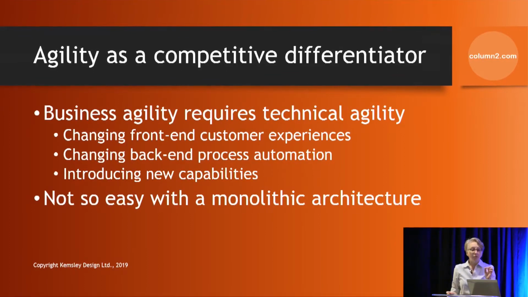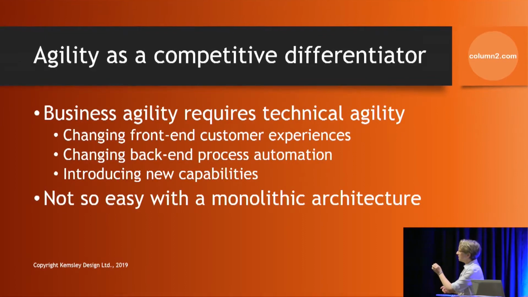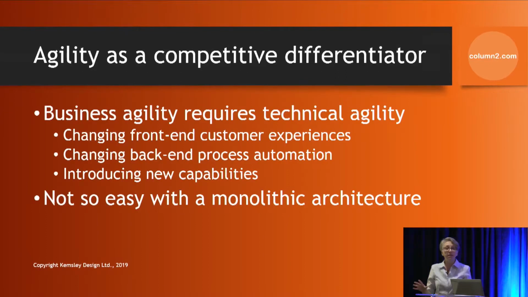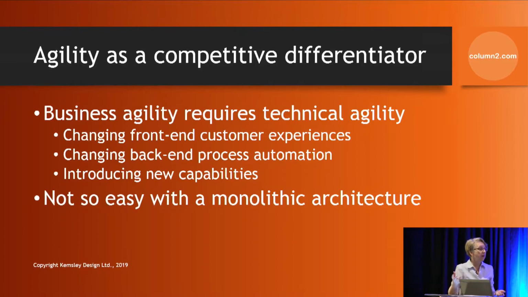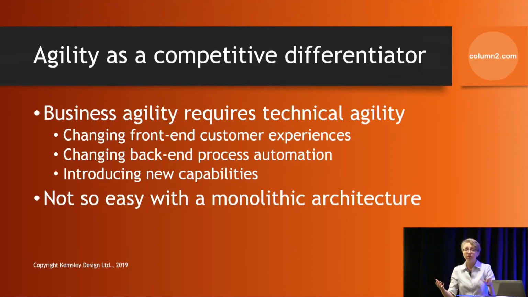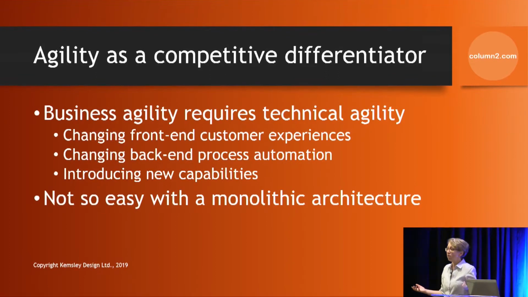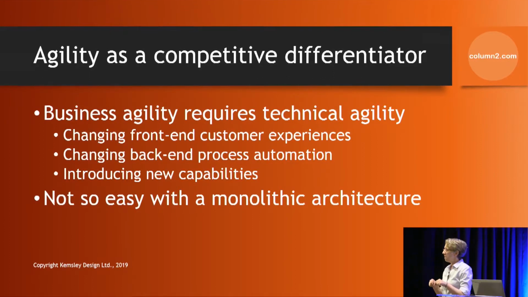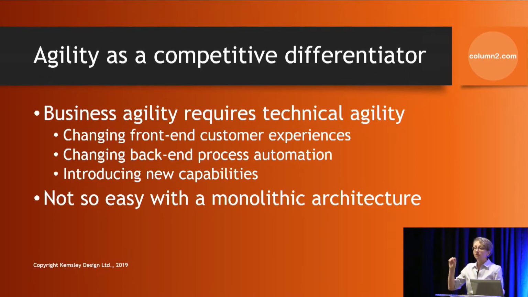So agility really became a competitive differentiator, business agility, and that requires technical agility. You have to be able to change your front-end customer experiences really quickly. There's an app for that. But then you also have to change your back-end processes to introduce more automation. Because if you're going to have a customer snap a picture of something on their phone and have that become a straight-through process in your back office, you need to have those back office processes automated. You can't have people sitting there typing in the results from a paper form that they got in the mail. That paper form doesn't exist anymore. So we have to have new ways of doing both the front-end experiences and the back-end processes.